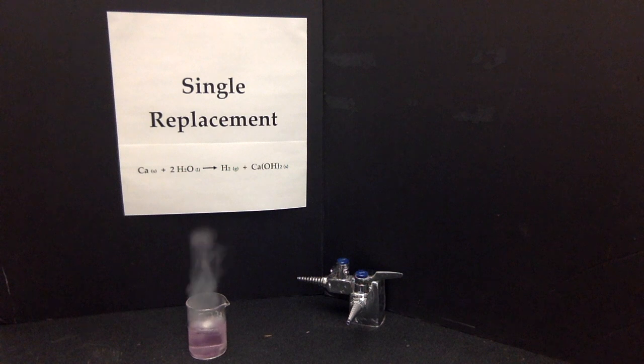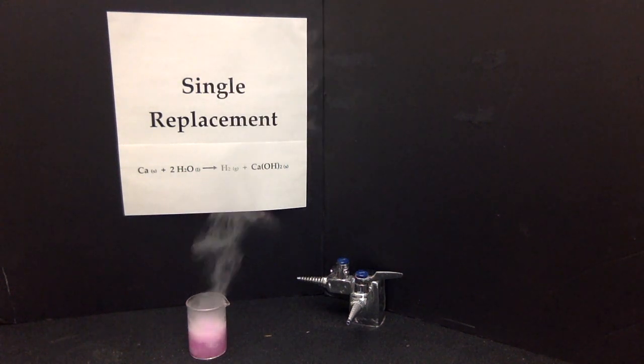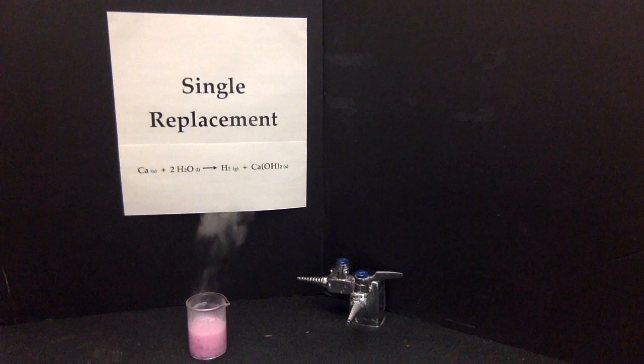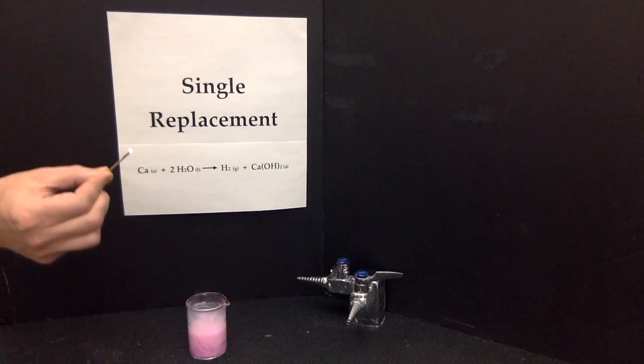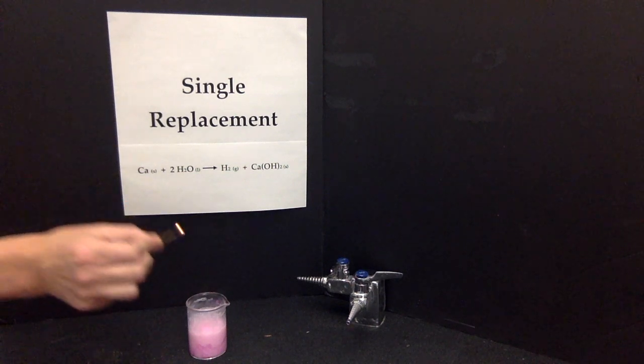You can see the color is turning pink. That is evidence for the production of hydroxide ions. As well, I'm producing a lot of gas. That gas is hydrogen, and I can show that by burning it off. The bubbles are very, very flammable.